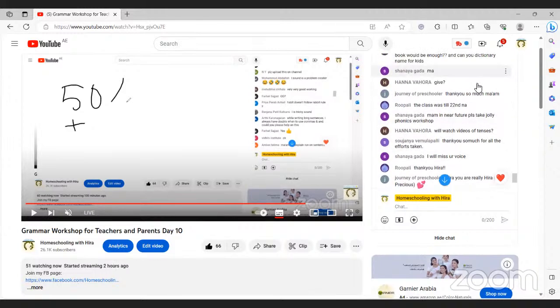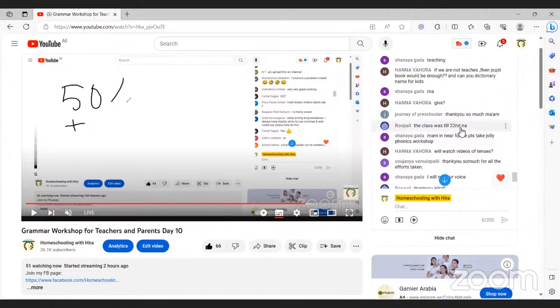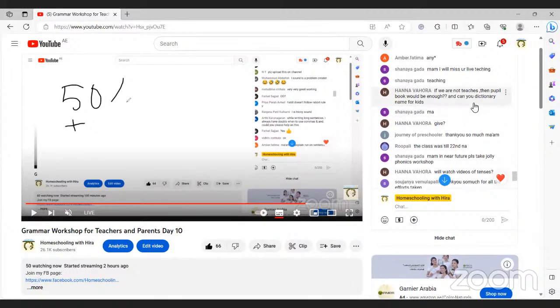In the near future, inshallah, we will do Jolly Phonics. The class was till 22nd. Now, Rupali, yes, it was till 22nd, but I think you have not been in the group or you didn't listen to the previous workshop classes. We just shortened it to today because in the last week we had only tenses and voices remaining. So I'll be sending the videos for tenses and voices. And if I get requests that you people want tenses and voices in a live class, then after some time we will give that too.